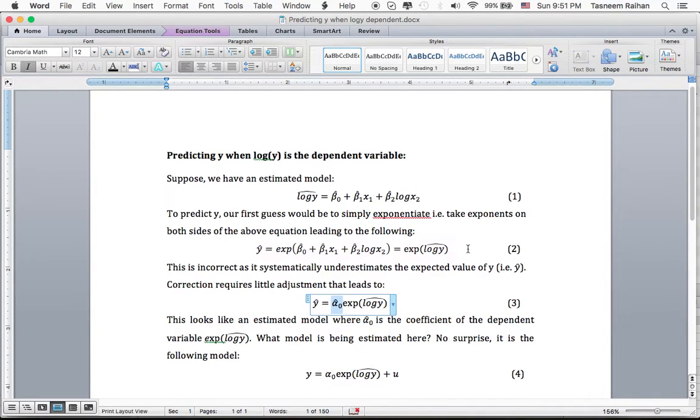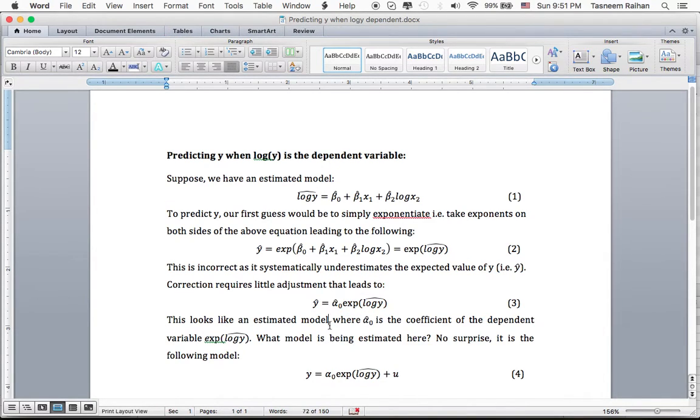So we multiply this exponent of log y hat by this factor alpha naught hat, and we claim that multiplying this exponent of log y hat by this factor will remove the underestimation that we had in equation number 2. Now the question is, how do you find the value of alpha naught hat? How do you estimate this? If you look at this equation 3, it just looks like an estimated model where alpha naught hat is the coefficient of the independent variable exponent of log y hat, right?